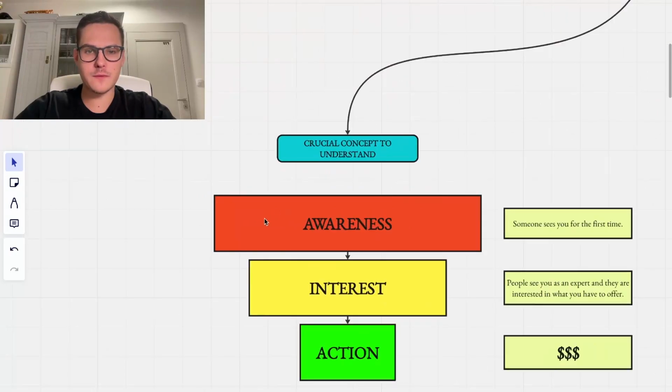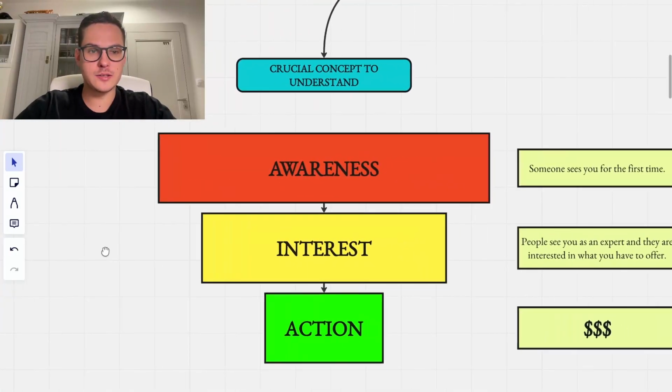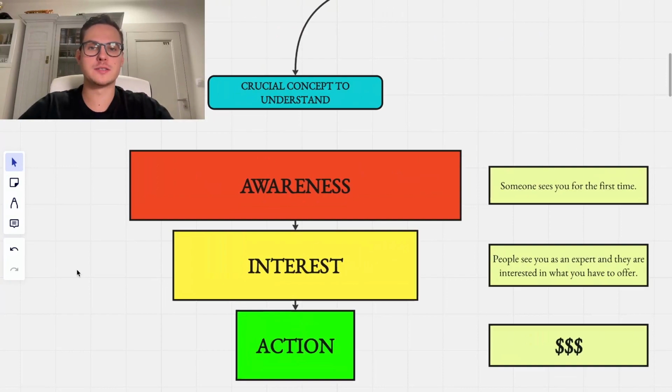But before we go any further, I need you to understand this very, very important concept that is the marketing funnel. This is how it looks like. Basically, those are the stages that people go through from the first time they see you until they purchase, okay? So first they go through an awareness stage, so someone sees you for the first time. Then there's an interest stage where people see you as an expert and they are interested in what you have to offer. And then there's action where they actually give you their credit card information and they buy stuff from you, okay? So no purchases happen here. All the purchases happen here.